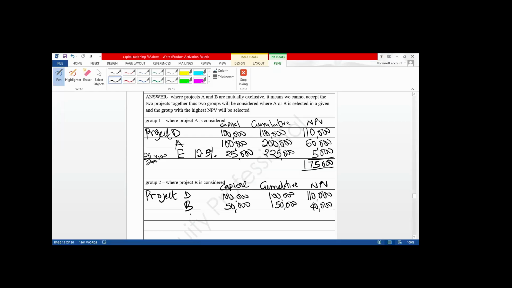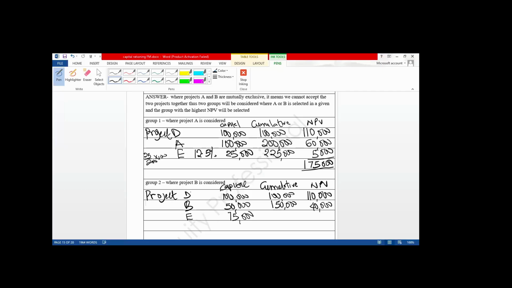So you have to go to project E. Project E is for 200,000. And we only have capital available 225,000. Out of 225, we have spent 150. That means we are left with 75,000. For project E, we can only do 75,000 out of 200,000.